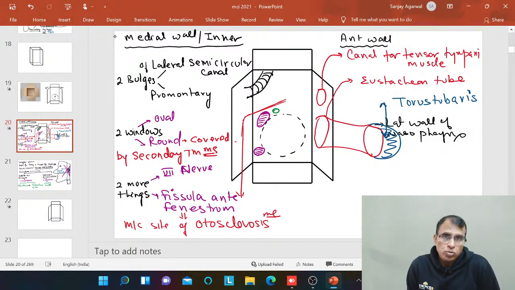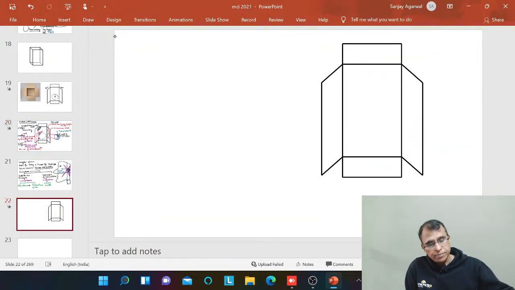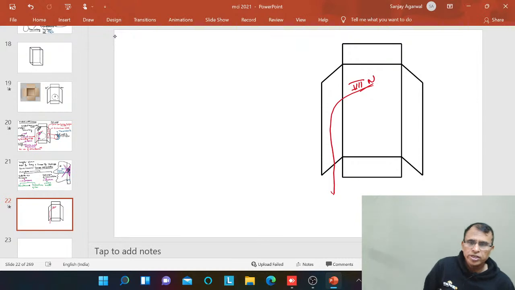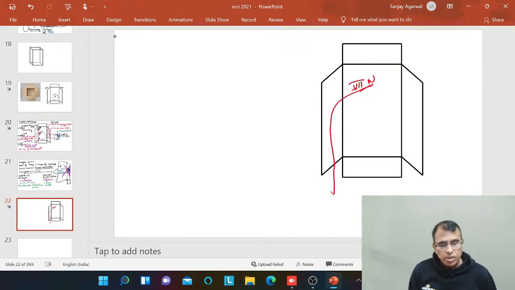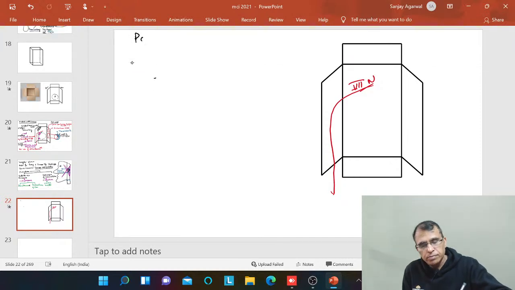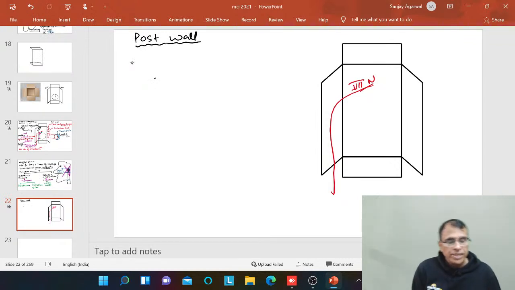Next, posterior wall. Actually, the posterior wall is a very important wall. And one thing in the posterior wall you already know is the facial nerve like this. And this is the seventh nerve on the posterior wall. From the medial wall, the facial nerve comes to the posterior wall. We know this already. It is going downwards and it's coming out of the ear. So there has to be a foramen here.